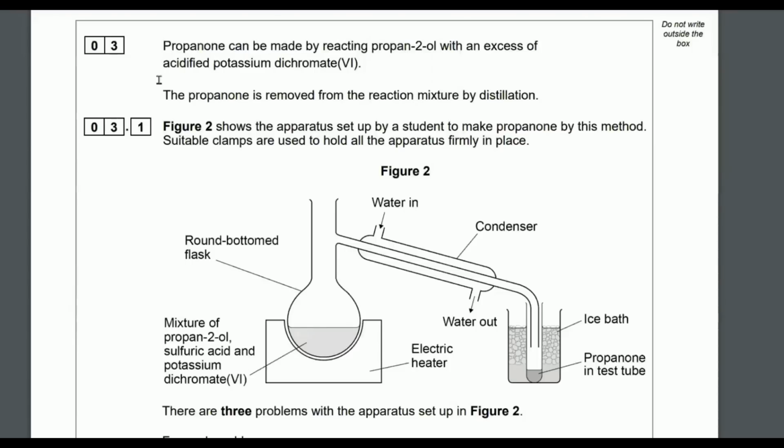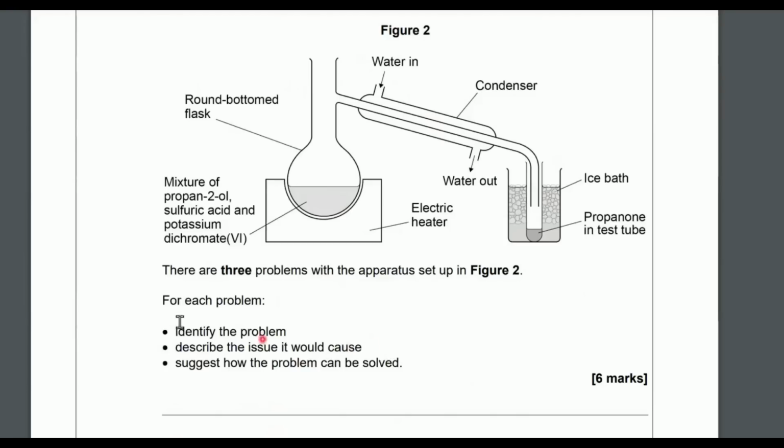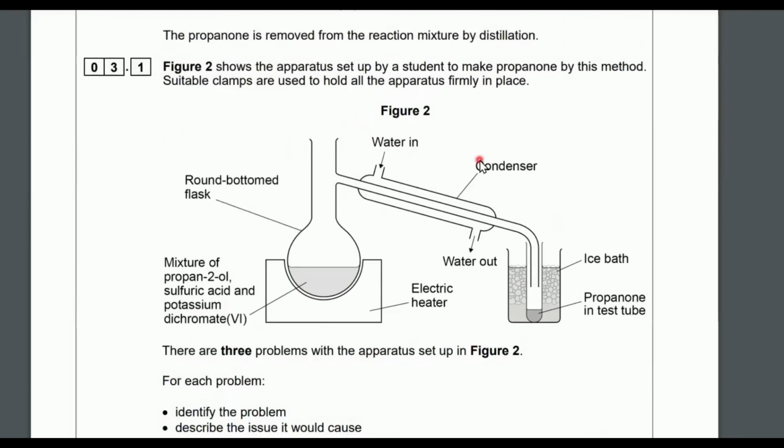Right, question 3. Propanone can be made by reacting propan-2-ol with an excess of acidified potassium dichromate(VI). The propanone is removed from the reaction mixture by distillation. Figure 2 shows the apparatus set up by a student to make the propanone by this method. Clamps are used to hold the apparatus firmly in place. There are 3 problems with the apparatus set up in figure 2. Identify the problem, describe the issue it would cause, and suggest how it can be solved.